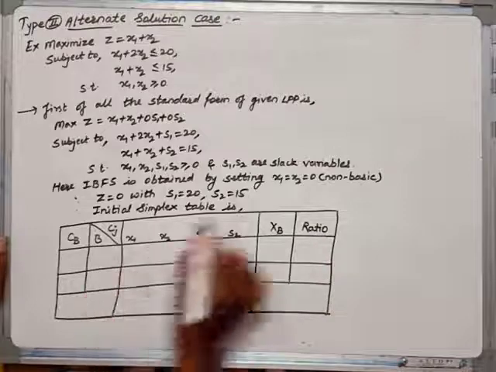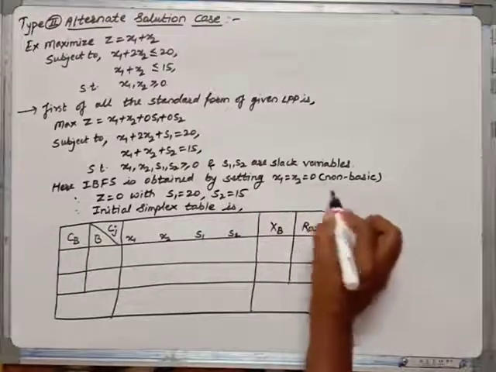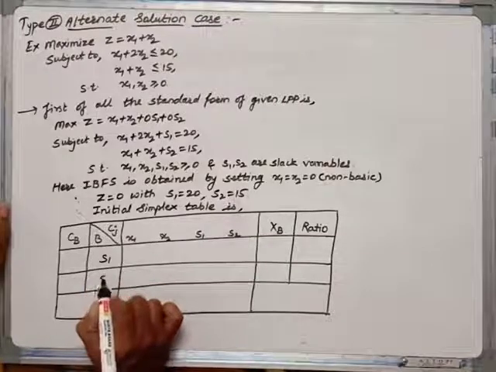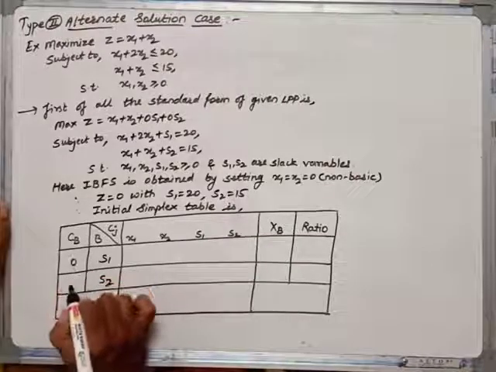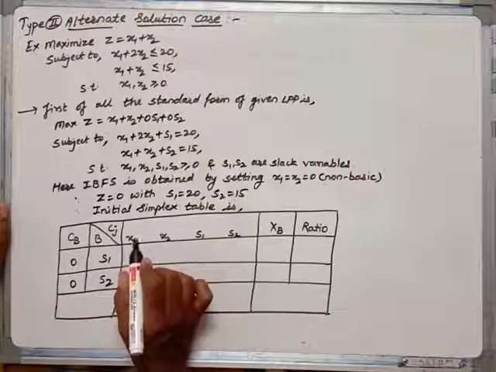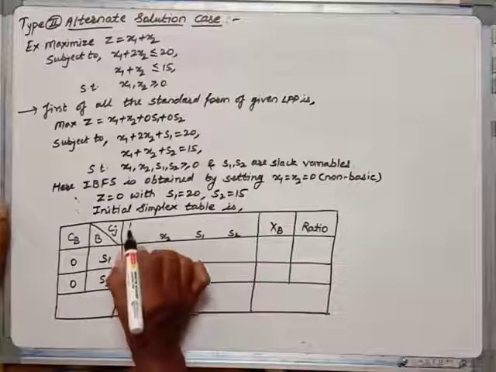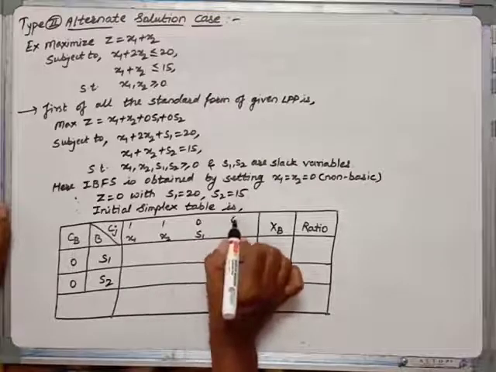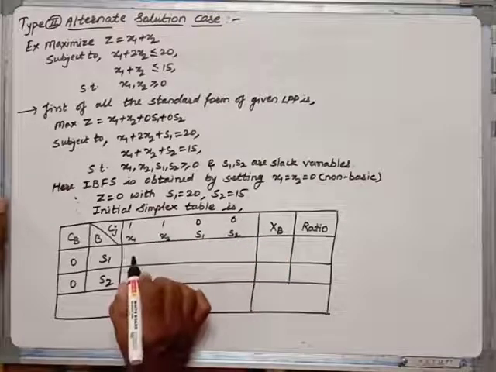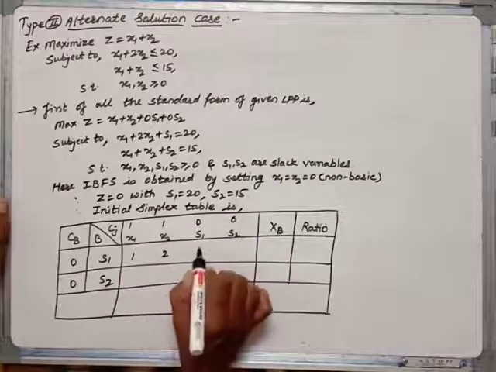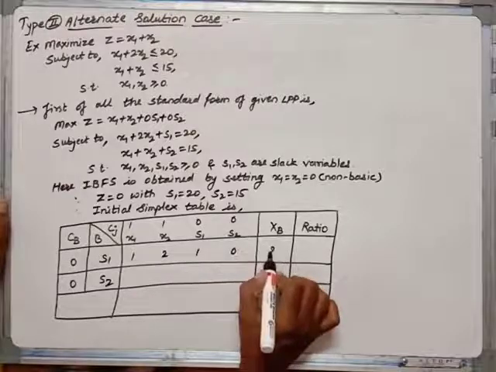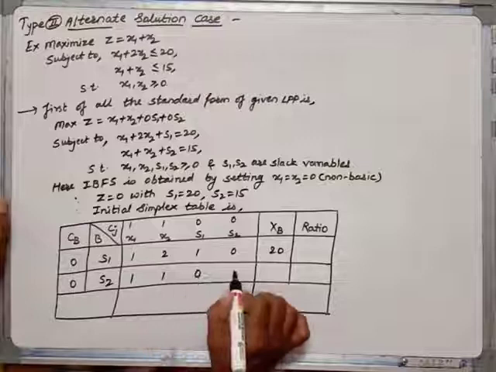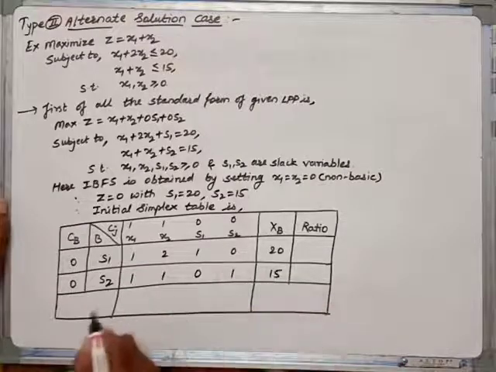Now here the non-basic variables are X1, X2, so the basic variables are S1, S2. S1, S2 have coefficient 0, 0 in the objective function. The coefficients of these variables in the objective function are 1, 1, 0, 0. Now here 1, 2, 1, 0 and 20 from the first constraint, and 1, 1, 0, 1, 15 from the second constraint.